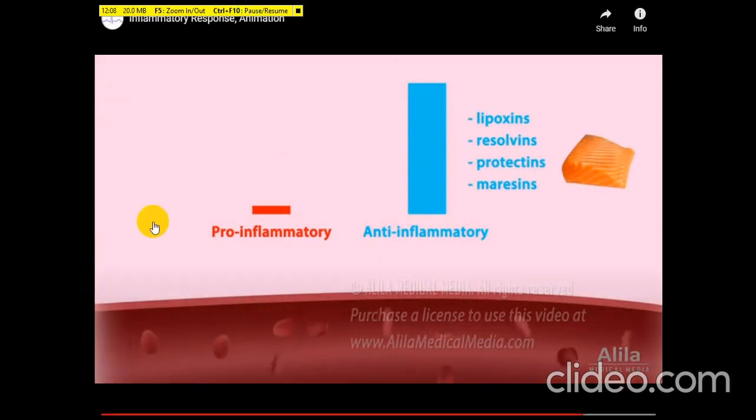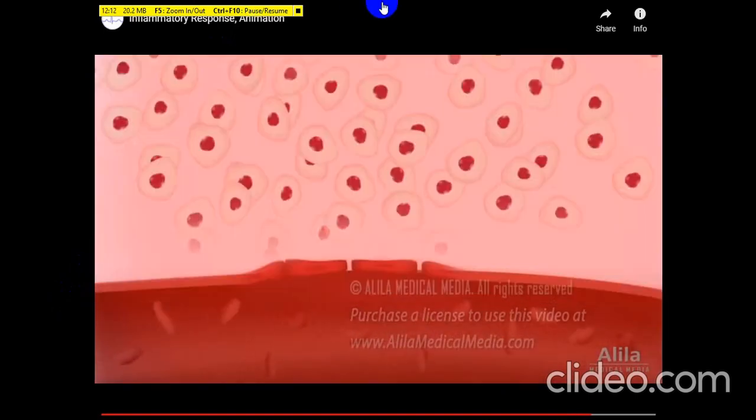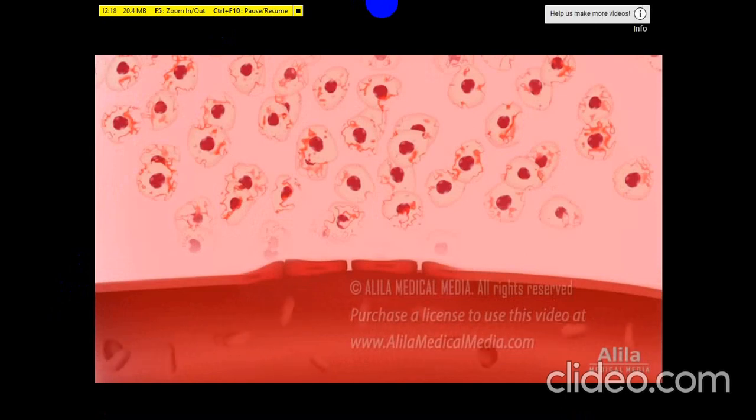Failure to resolve inflammation leads to development of chronic inflammation, which continuously deals damage to healthy tissues. Chronic inflammation is a known contributing factor to pathogenesis of a wide variety of conditions, including cardiovascular diseases, asthma, diabetes, arthritis, and even cancer.